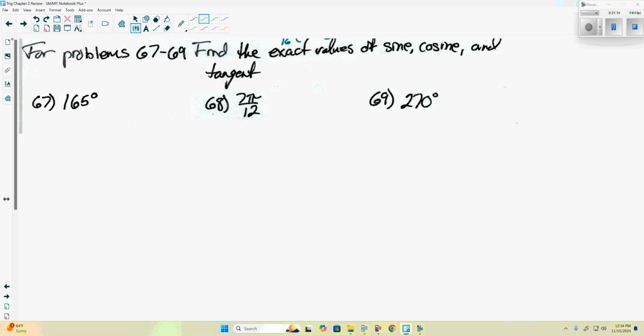Well, that's just calculator, because I can plug in sine of 165, cosine of 165, and tangent of 165, and it'll give us our answer. But do make sure, especially for 67 and 68, 67 is in degrees, 68 is in radians. If you have it in the wrong mode, it will give you the wrong answer.